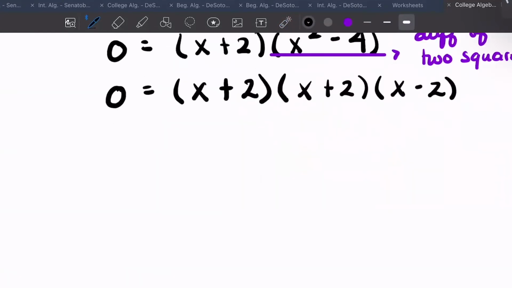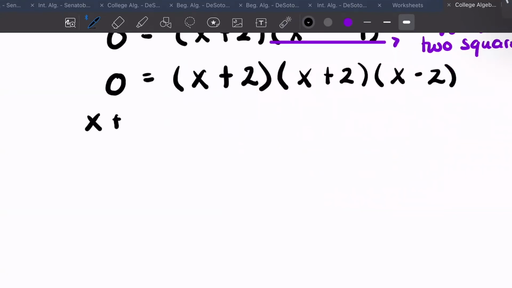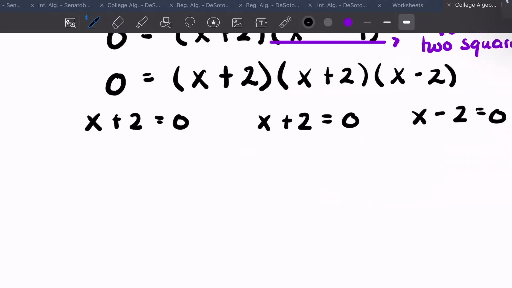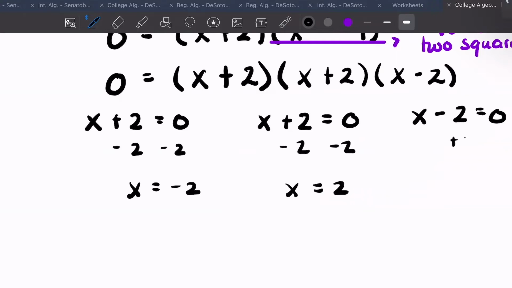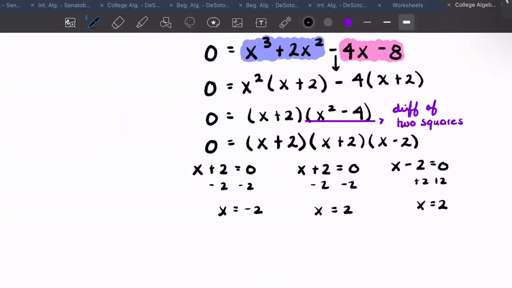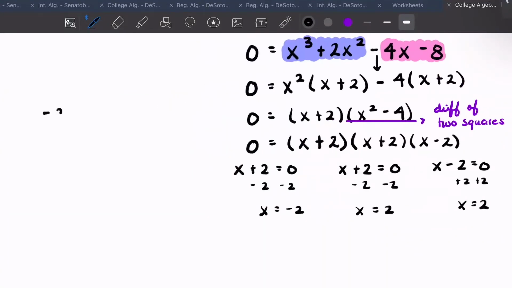All right, so now we have x plus 2 is equal to 0, x plus 2 is equal to 0, and I know that I'm accounting for that twice. I'm doing it on purpose. So we get x equals negative 2, x equals negative 2, and x equals 2. So our answer is negative 2, negative 2, and 2.